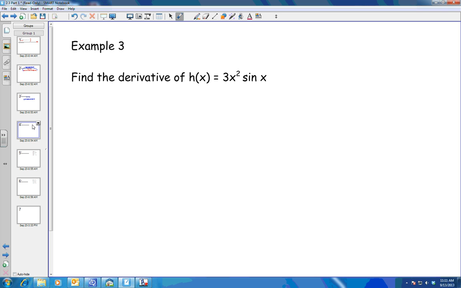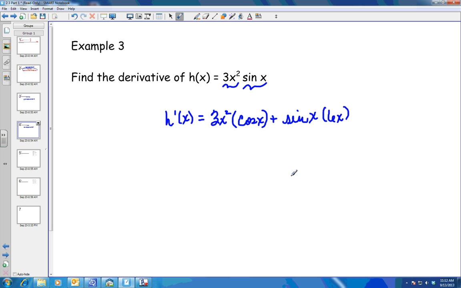All right, let's look at another one. Find the derivative of h of x. Now this time, this is 3x squared times sine x. So I know I'm going to use the product rule. Here's my first term. Here's my second term. Okay? So h prime of x equals the first term, 3x squared, times the derivative of my second term. The derivative of sine x is cosine x. So the first times the derivative of the second, plus the second times the derivative of the first. Derivative of the first is 6x.